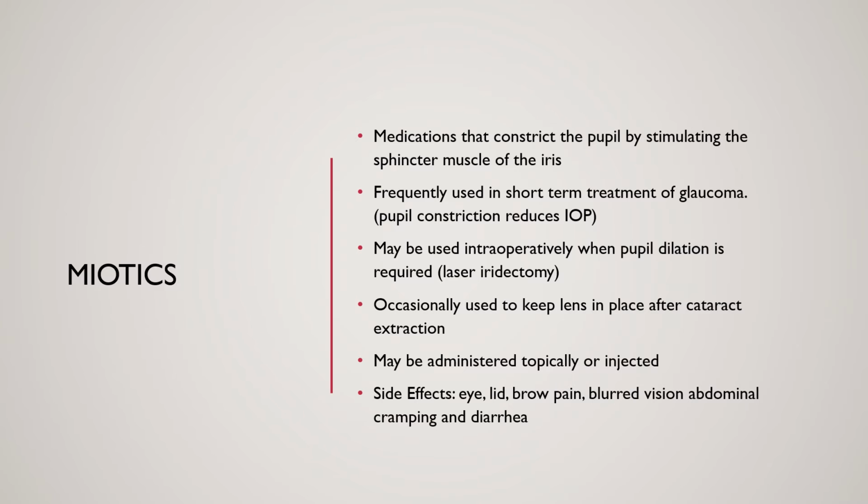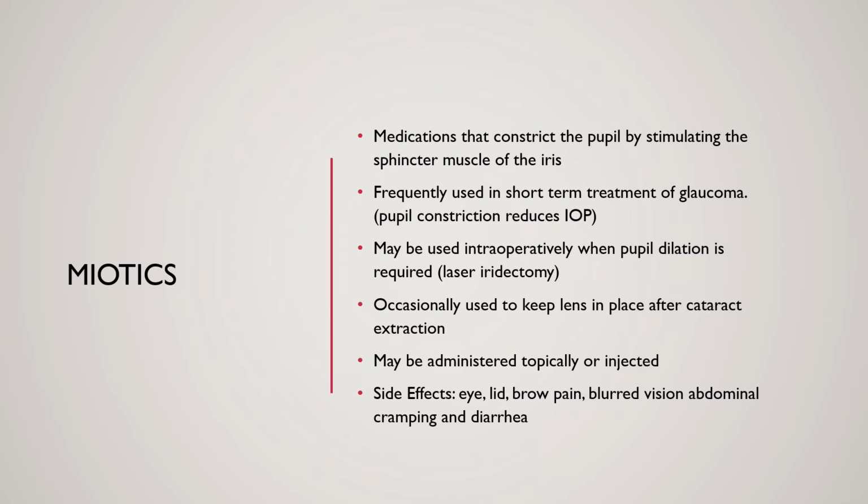Okay, and now we've got some miotics. Medications that constrict the pupil by stimulating the sphincter muscle of the iris. These are the miotics. They're frequently used in short-term treatment of glaucoma, and that is because pupil constriction causes that aqueous humor to kind of flow out and away from the eye, and it reduces that intraocular pressure. So that's why we use it for short-term treatment.